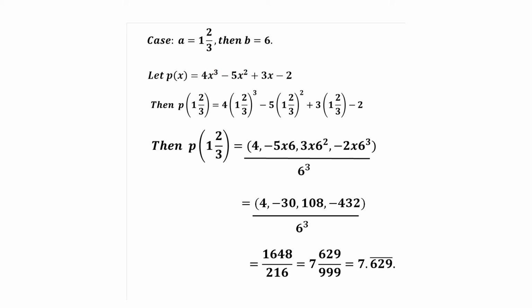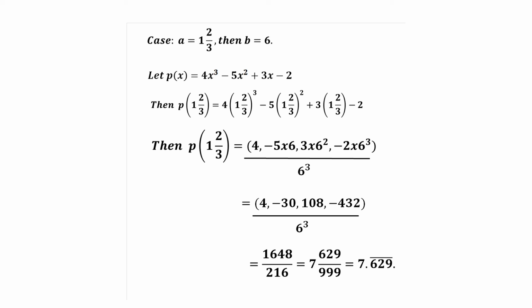Take the same polynomial we used on 2 1/2. So we've got 4 times 1 2/3 cubed minus 5 times 1 2/3 squared plus 3 times 1 2/3 minus 2. We'll use the tuple approach. So p of 1 2/3 is equal to the coefficient 4, minus 5, the next coefficient, times 6, the next coefficient 3 times 6 squared, the next coefficient negative 2 times 6 cubed, and we'll divide by 6 cubed.